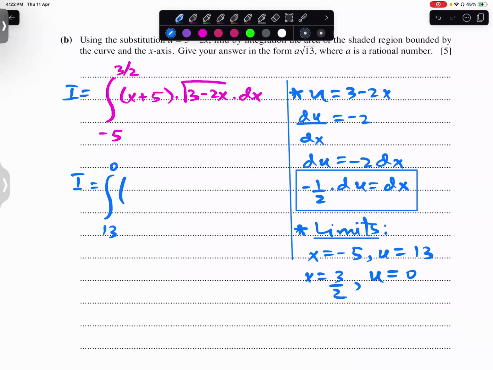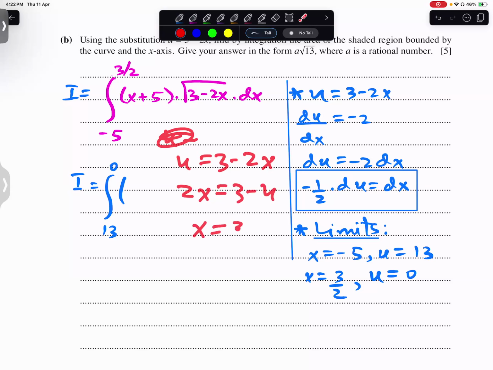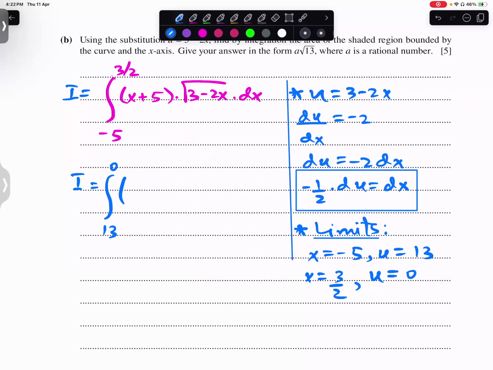Now x plus 5. Now what is my x? Student, let's find x from this part. So this is u. Again, please use maximum of your mental math. Do not write all the things on the page, okay? So let's write it here, 3 minus 2x. So 2x is equal to 3 minus u. So x is 3 minus u over 2. So this is my value of x. So x is 3 minus u divided by 2.